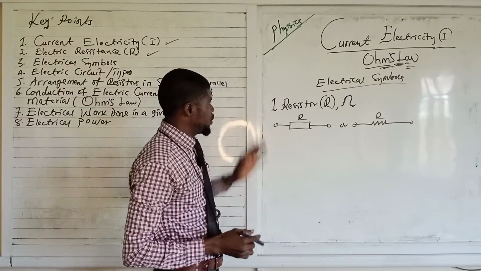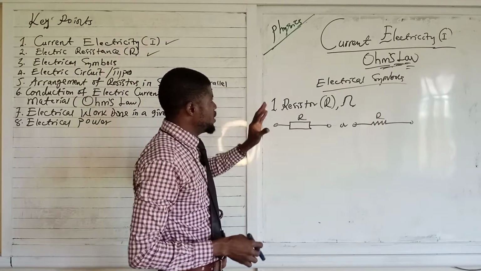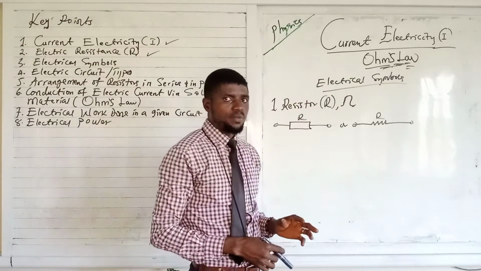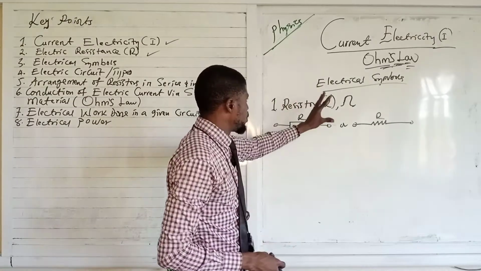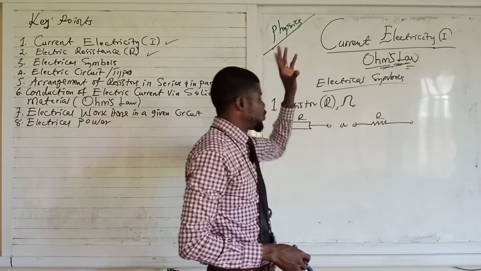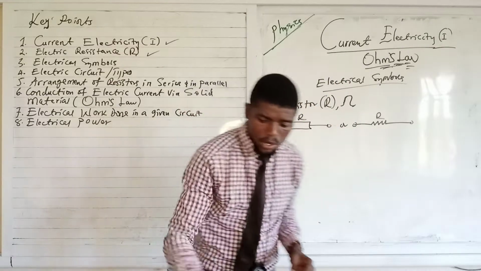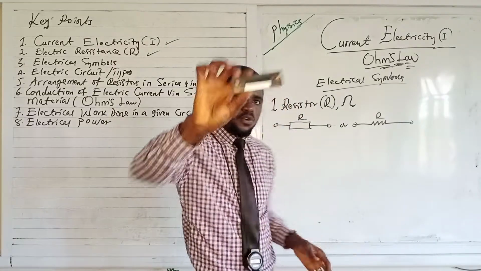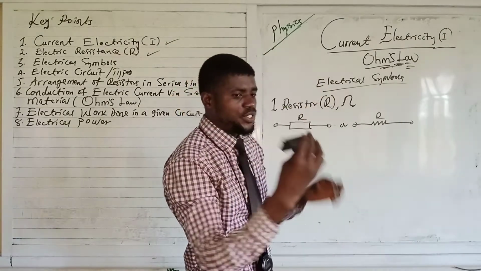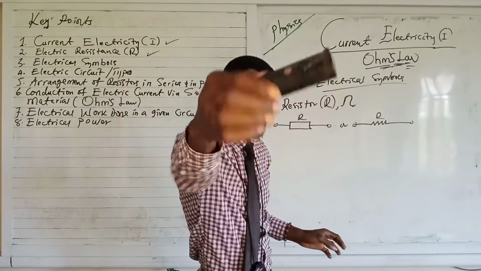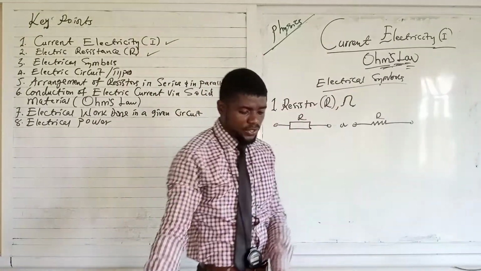By a fixed resistor, we mean a resistor whose value is fixed. Now, what is a resistor? A resistor is an electronic device that opposes the flow of current. This is the symbol for a fixed resistor. As you can see, we have 2 ohm written boldly on it.